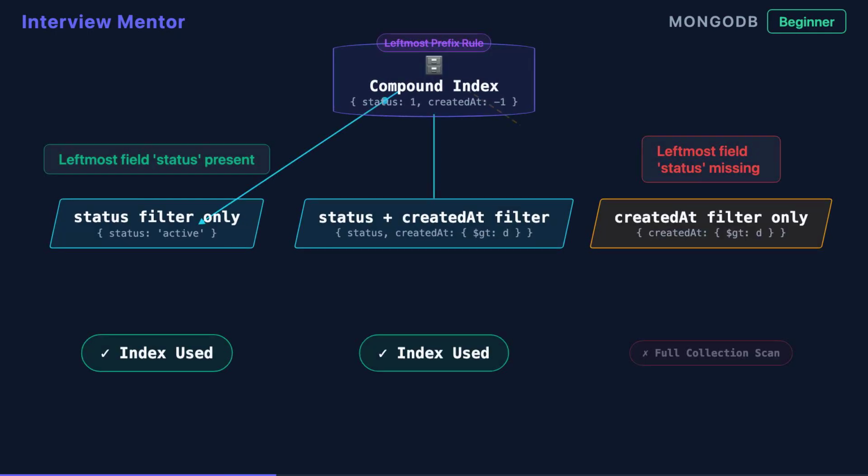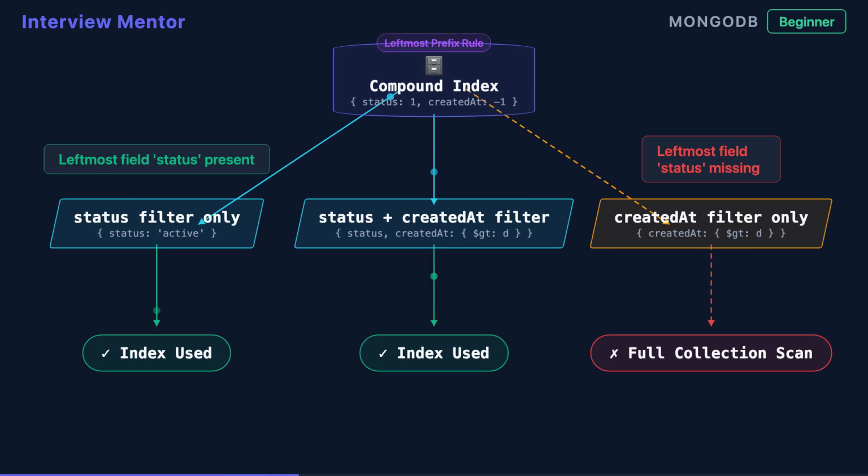The part most beginners overlook. Field order in a compound index is critical. MongoDB uses the leftmost prefix rule. This means a query can only use the index if it references fields starting from the leftmost field.